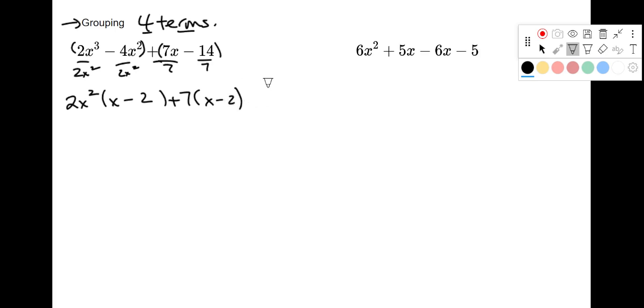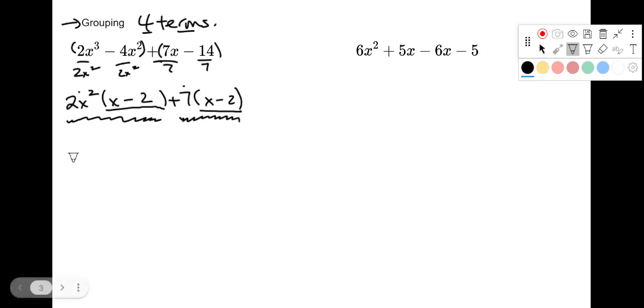So now what you should have is two GCFs that you factored out, my 2x squared and my positive 7. And then you should have a set of parentheses that match. The x minus 2's are exactly the same. So now they are a GCF between this term and that term. The x minus 2's are what's in common.